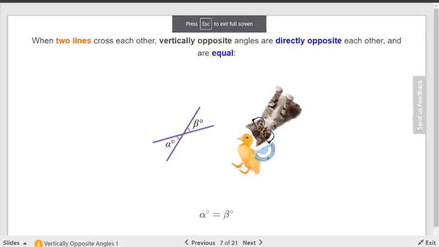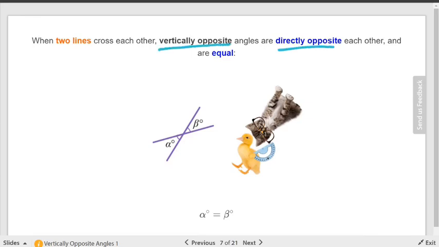When two lines cross each other, vertically opposite angles are directly opposite each other, and they are always what? Equal. So vertically opposite, directly opposite each other, and they're always what? Equal. Can we write this? So alpha is opposite what in this case? That funny B. Beta, right? So therefore they are opposites, which also makes them equal. Opposites, and they're equal.